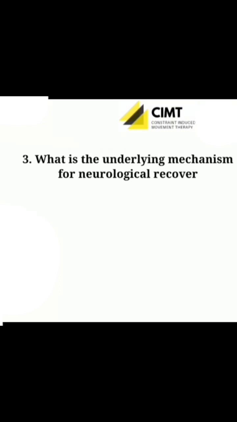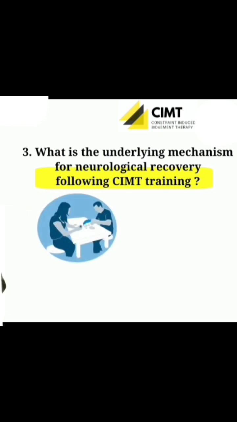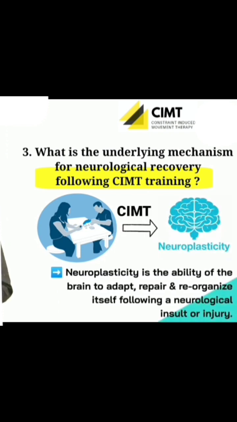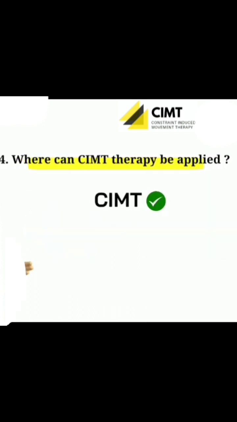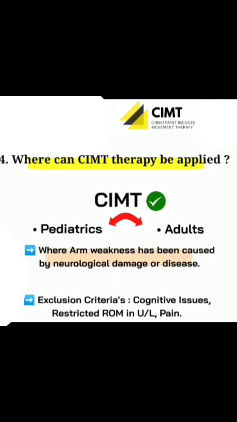Now comes the next point of discussion: what is the underlying mechanism for neurological recovery following CIMT training? And the answer is neuroplasticity. Neuroplasticity refers to the ability of the brain to adapt, repair and reorganize itself following a neurological insult or any kind of injury. Now coming on to in what conditions can CIMT training be applied and what type of patients can actually benefit by getting enrolled into CIMT training programs.